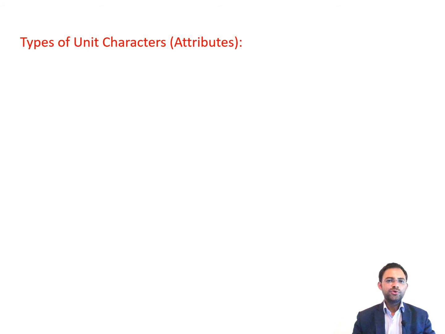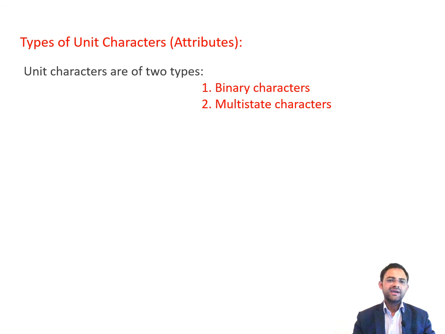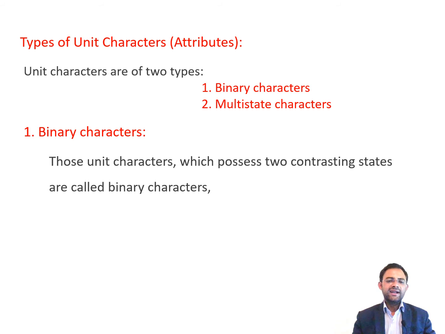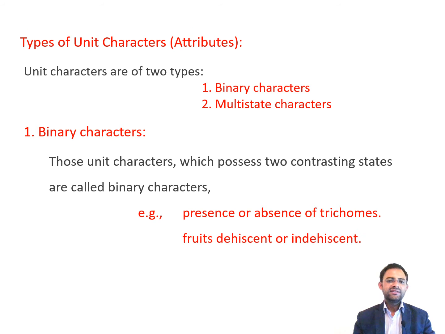Now, the types of unit characters or attributes. Generally, in numerical taxonomy, two types of unit characters or attributes are taken into consideration. The first one is binary characters and the second one is multi-state characters. Now, the binary characters. Those unit characters which possess two contrasting states are called binary characters. For example, the presence or absence of trichomes on the plants and the dehiscence or indehiscence nature of the fruits.